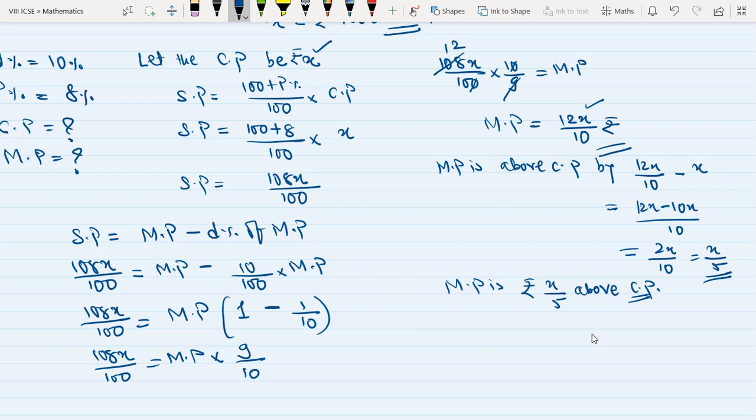Now we have to find the percentage. Let the mark price be y% above the cost price. Now here you have to be very careful. We can make mistakes, even I can make mistakes, because in this kind of question you have to be extra careful. So we know that mark price is y% above the cost price.